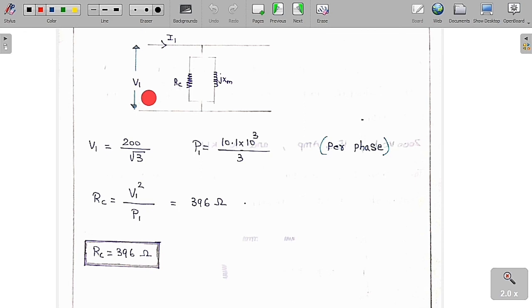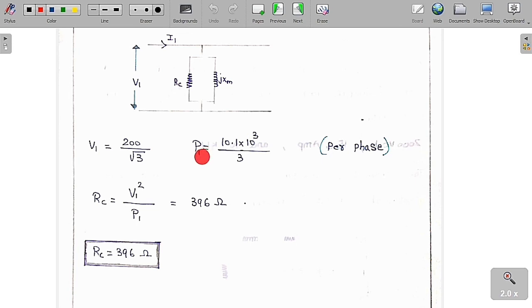So V1 is nothing but the per phase voltage, but we have been given the line voltage of 2000. So per phase is equal to line by root 3, which is 2000 by root 3. And it's a per phase diagram, so we have to consider a single phase. In the question they gave the 3-phase power, but we have to go for the single phase because it is a single phase diagram.